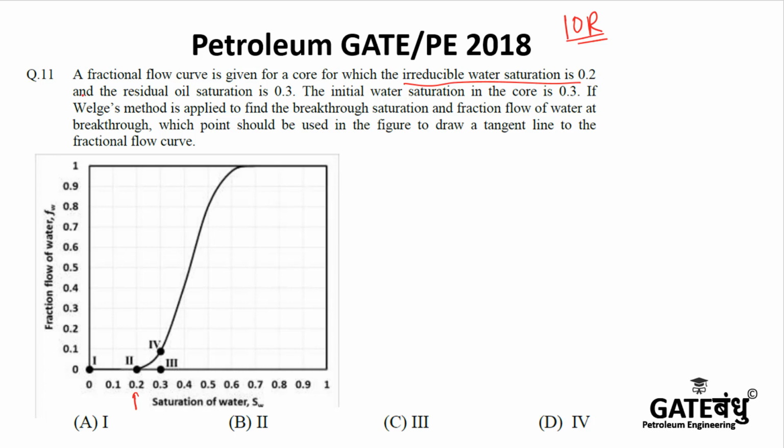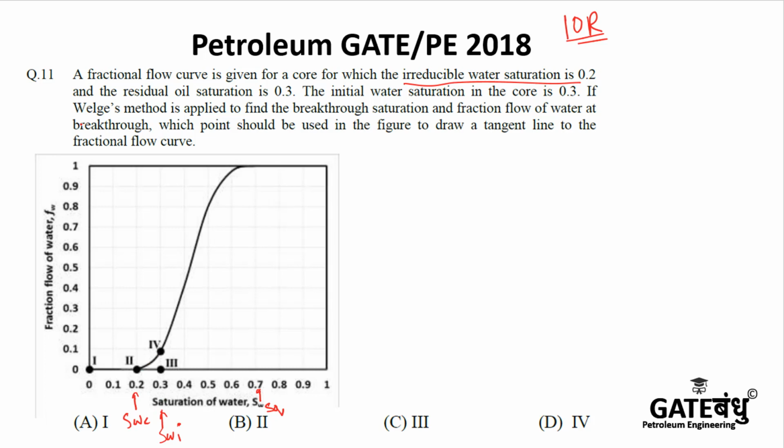That means the corresponding water saturation will be 0.7. So this 0.7 is for the residual oil, called SOR, and the initial water saturation in the core is 0.3. That is, this is the point called initial water saturation, called SWI. It's called SWC, 0.2, 0.3.